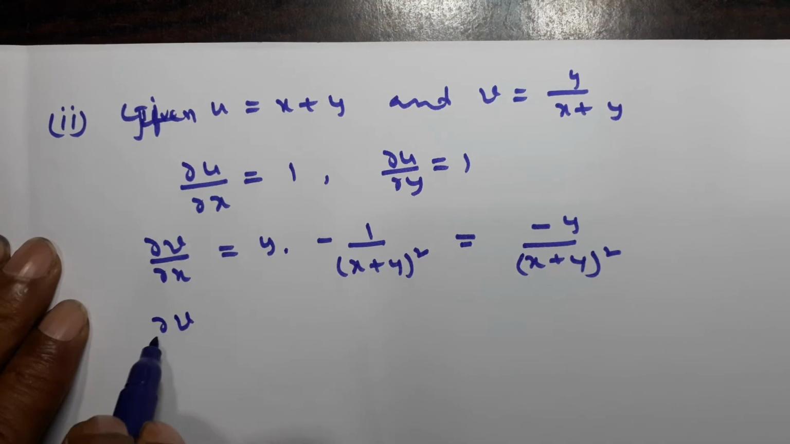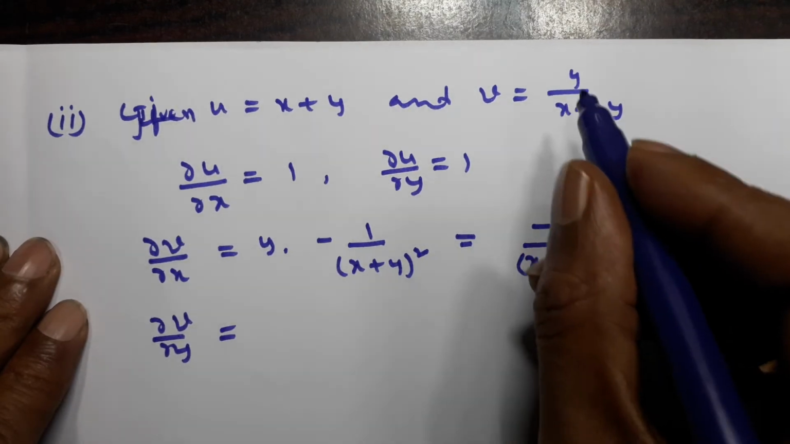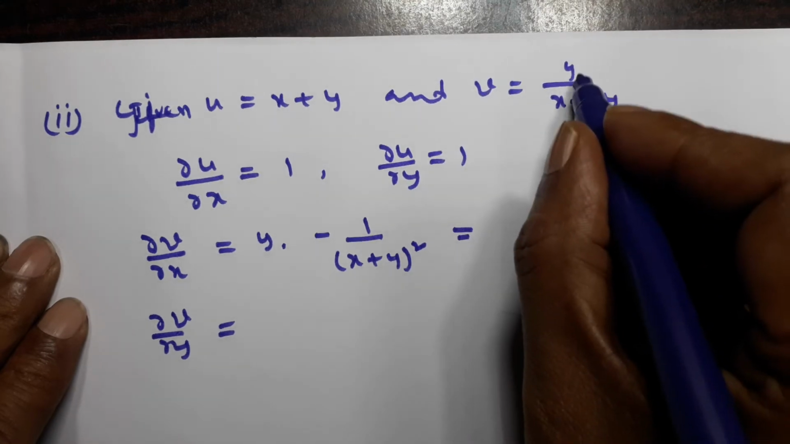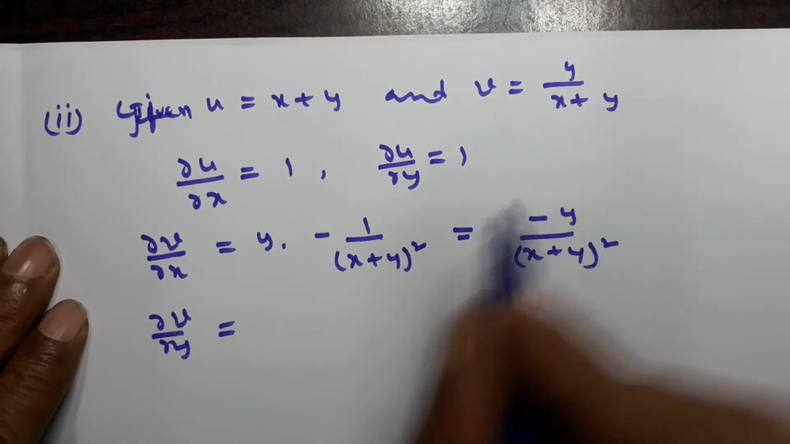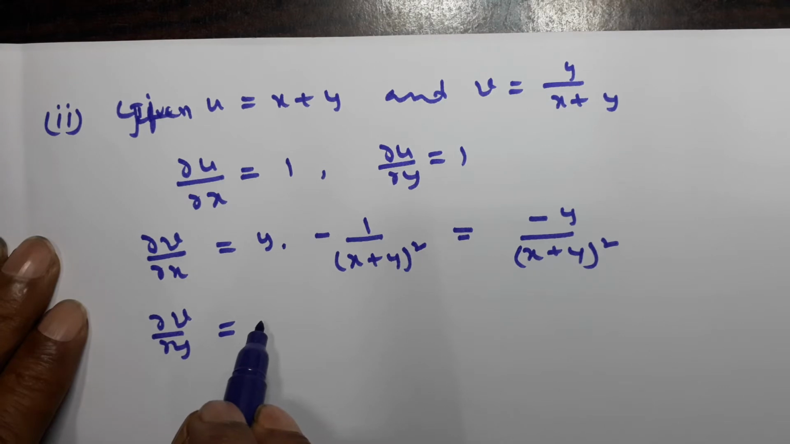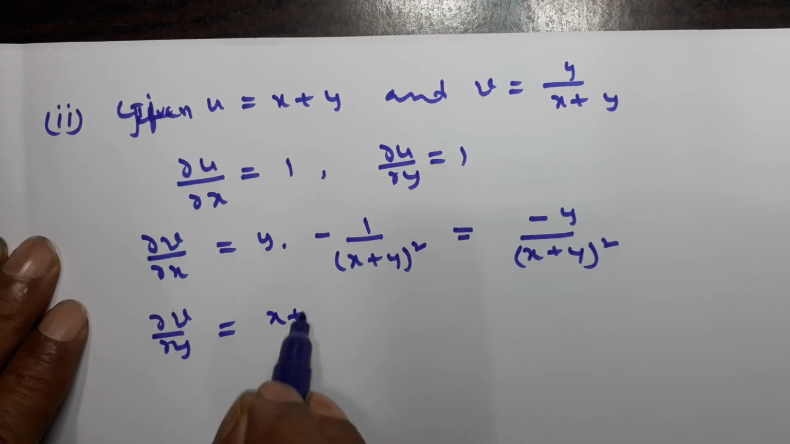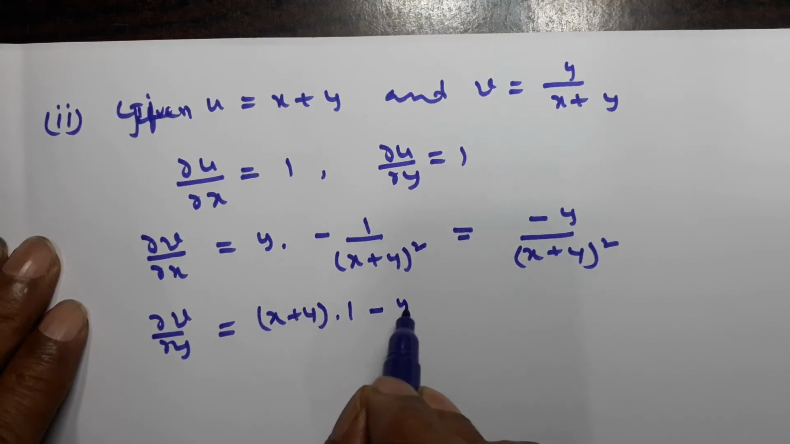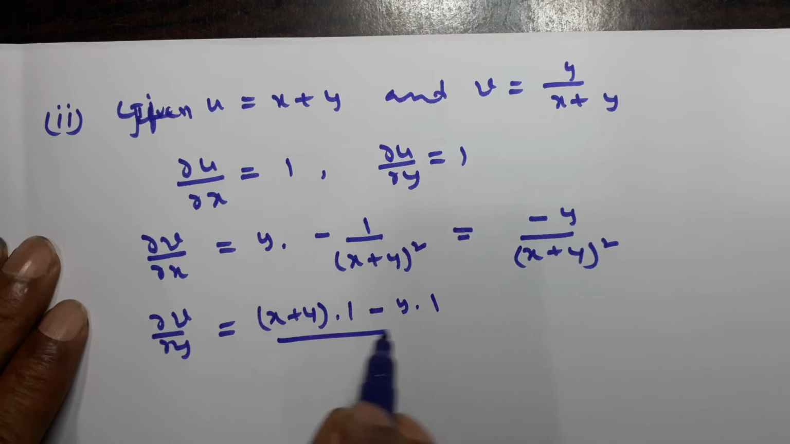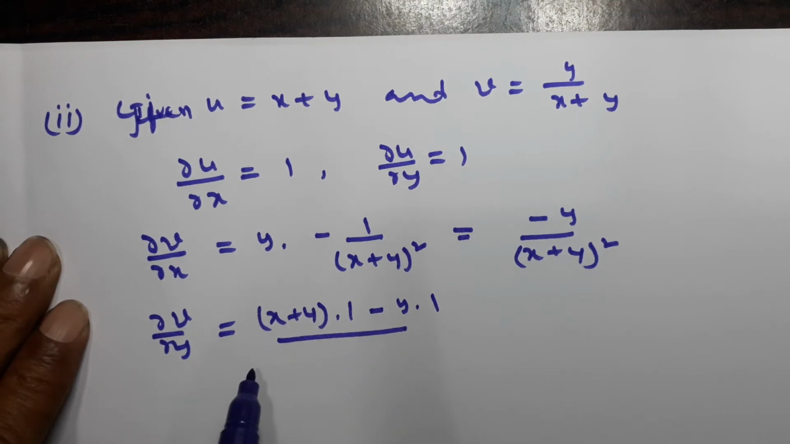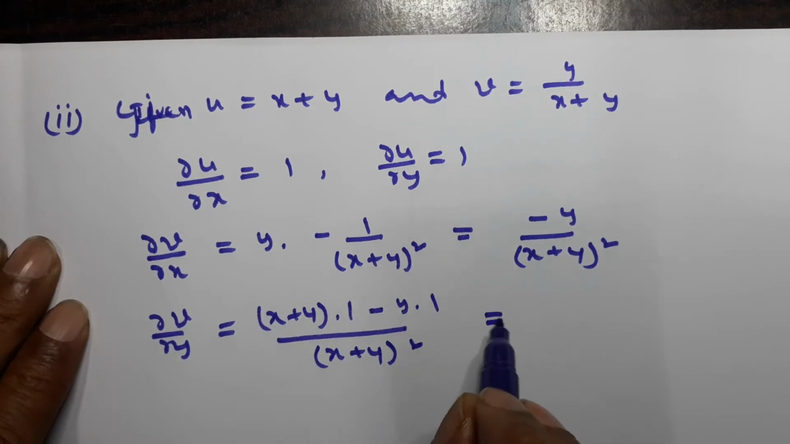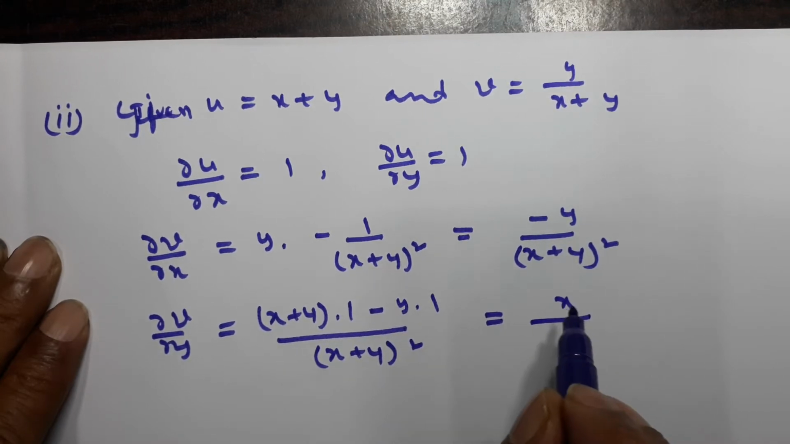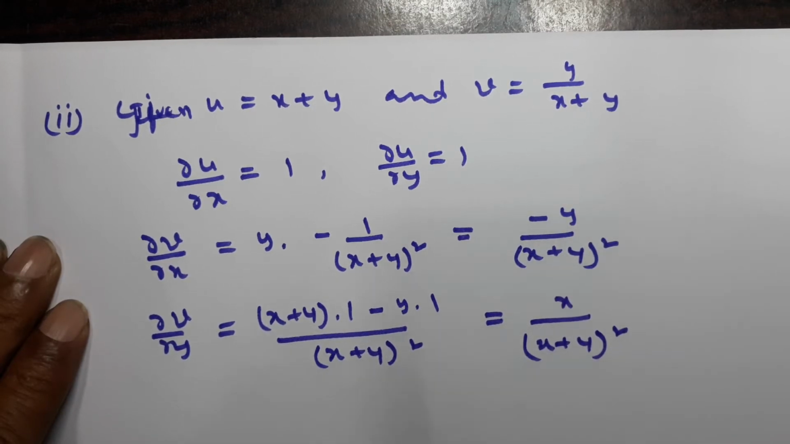Next, dou v by dou y is equal to, here it is the u by v method, where the numerator has variable y and the denominator also has variable y. So differentiate with respect to y: (x plus y) into 1 minus y into 1 divided by (x plus y) whole square. In simplification, x divided by (x plus y) whole square.